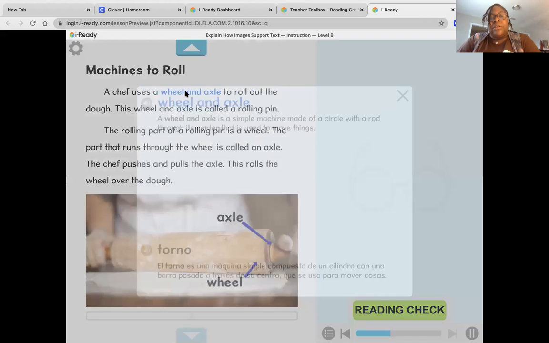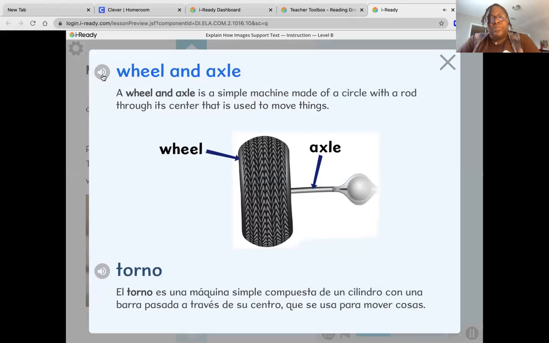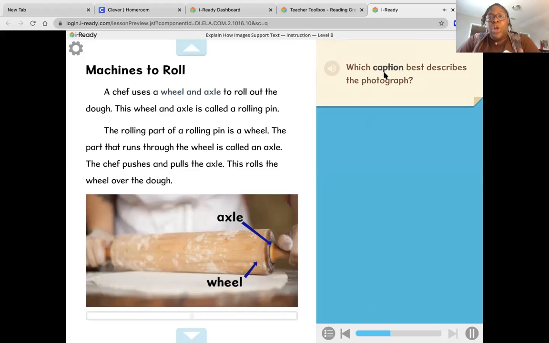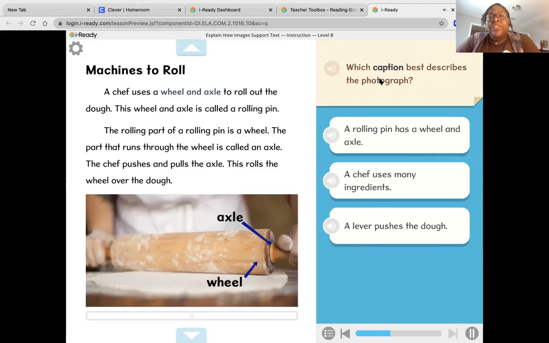Let's look here. Wheel and axle. A wheel and axle is a simple machine made of a circle with a rod through its center that is used to move things. Let's do our reading check. Which caption best describes the photograph?